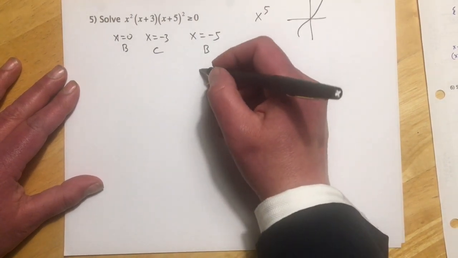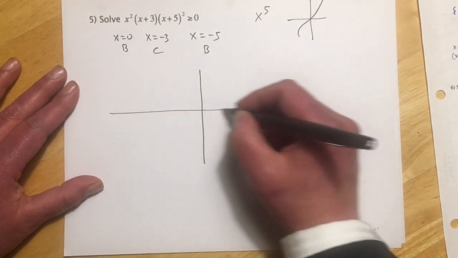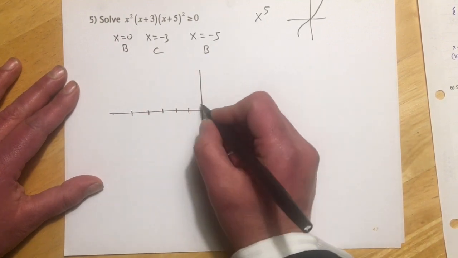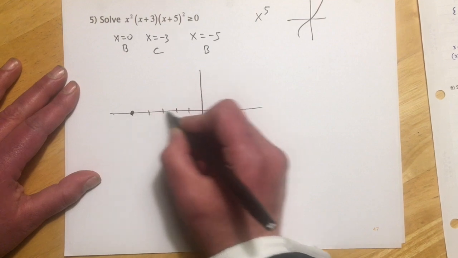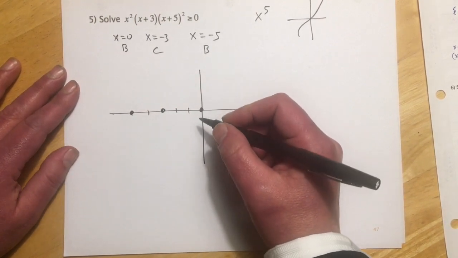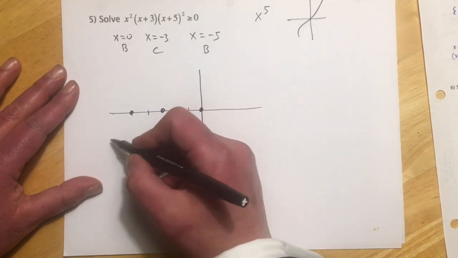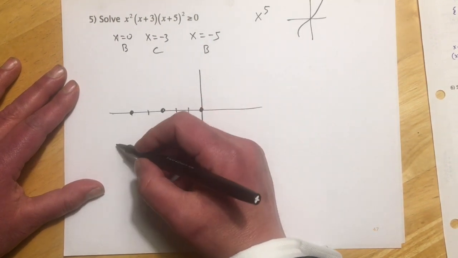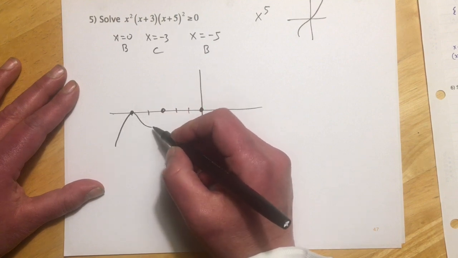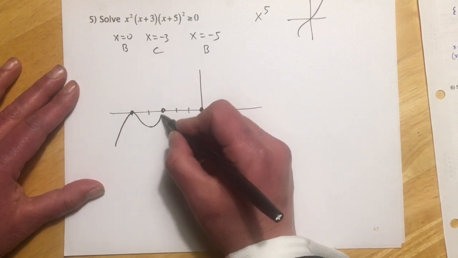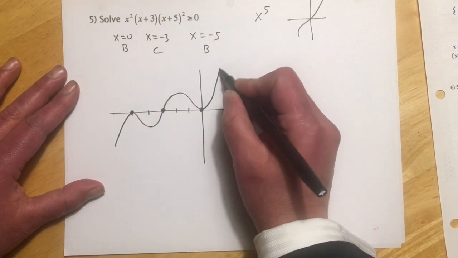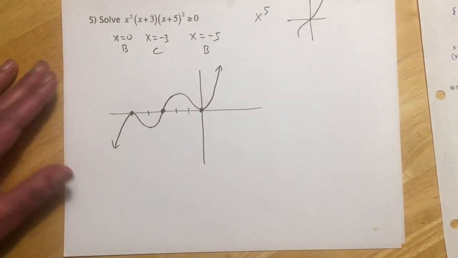So I will draw a little graph here. 1, 2, 3, 4, 5. So our zeros are at -5, -3, and 0. And so we're going to start at the bottom. We're going to come in. We are going to bounce off at -5. And then we're going to come up and we're going to cross at -3. And then we'll come back and we'll bounce off of the 0.